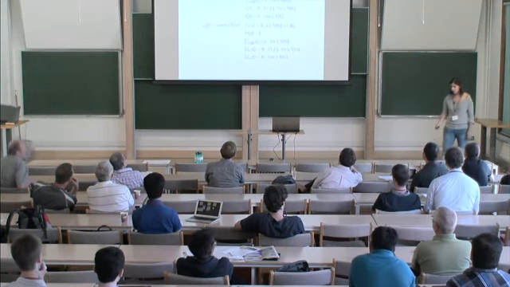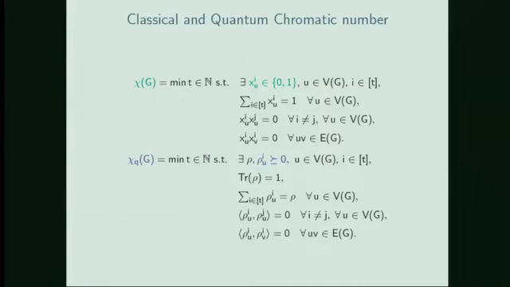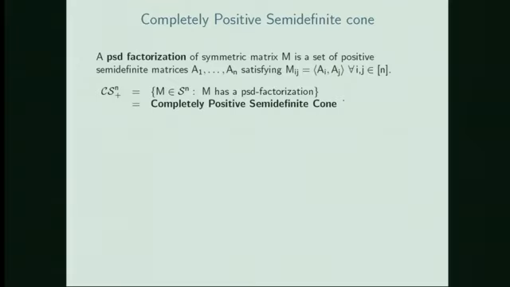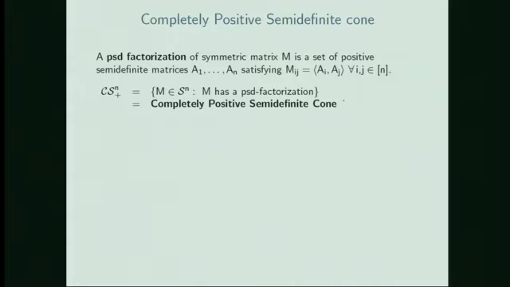So the idea is to transform this into a conic program, and the cone we're looking at is the following. Given a symmetric matrix M, we say that it has a PSD factorization if there exists a set of positive semi-definite matrices A_i such that the ij entry of M is equal to the inner product between A_i and A_j for every i, j. And the cone we're looking at is the cone of symmetric matrices such that M has a PSD factorization.